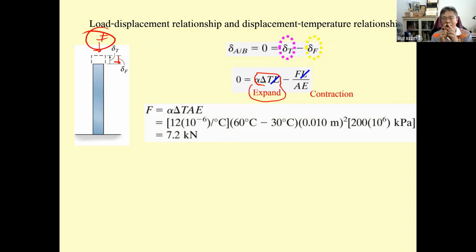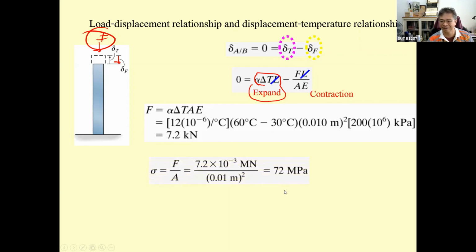That is pretty large. It's only 1 millimeter, and it's 1 meter long. And the temperature change is only 30 degrees Celsius. Think about putting the rod in the sunlight during the midday. Okay, that is going to be the force.